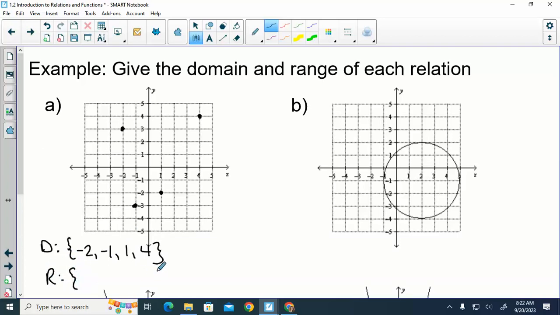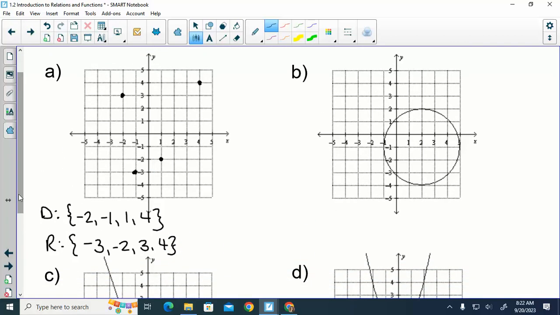The range is the y value of each of those four ordered pairs. So that would be -2, +4. It doesn't matter what order you put those in. Typically, we're going to do increasing order. But if you miss one, it doesn't mean you have to erase it all and start over. You can put them in any order.